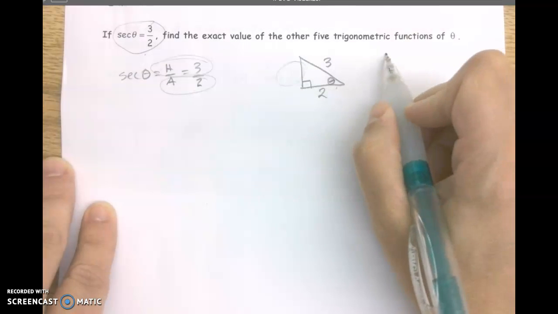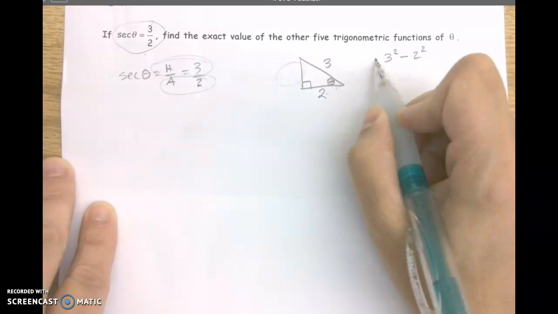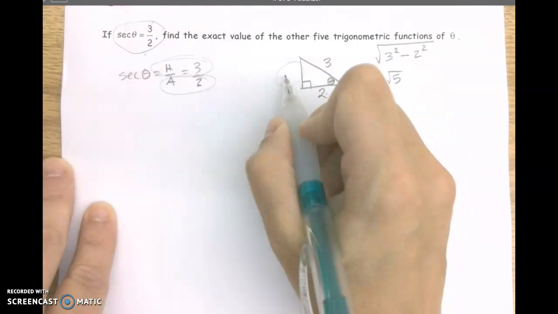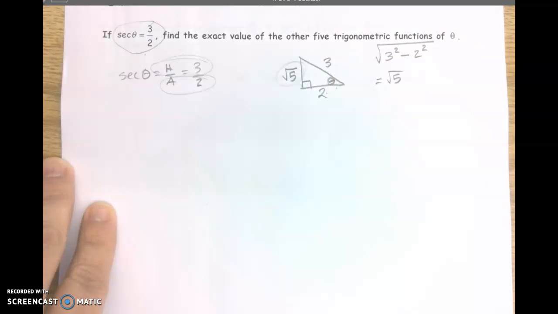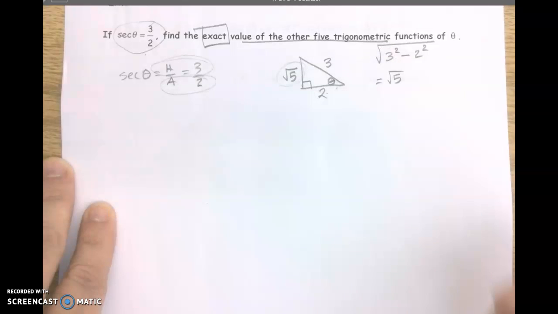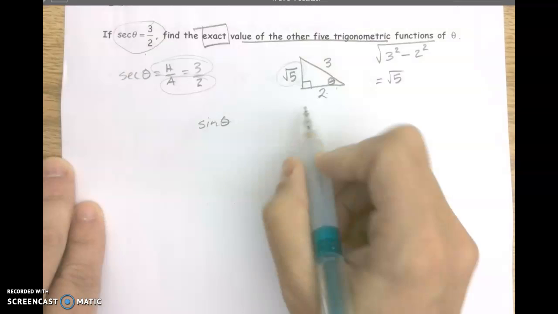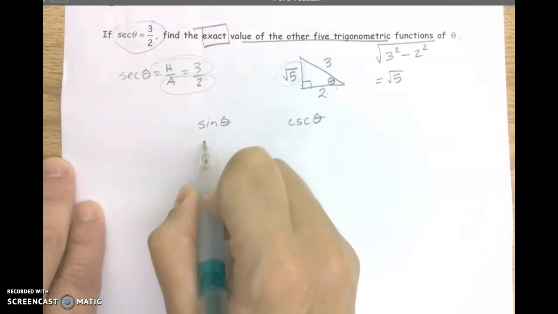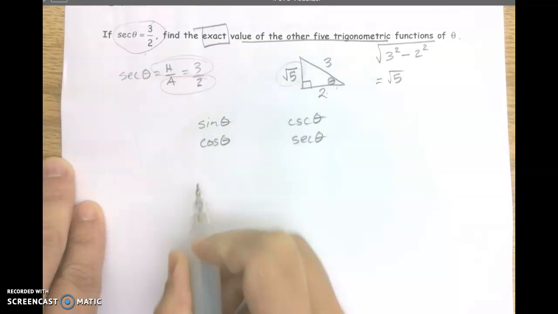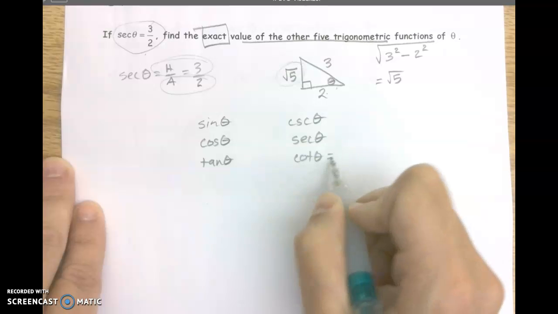So I know that I'll have to take the hypotenuse squared and subtract the leg squared and then take the square root. That leaves me with the square root of 5. And now I want to find the exact value of the other 5 trigonometric functions. So I have the sine of theta and then the cosecant of theta. I have the cosine of theta and then the secant of theta. Then I have the tangent of theta and the cotangent of theta.